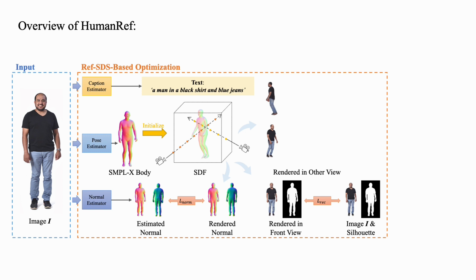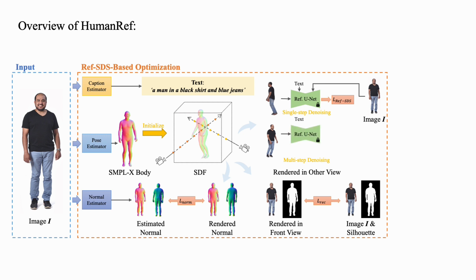Most importantly, for regions invisible to the input, we propose a Ref-SDS method to distill realistic textures consistent with the input image from a pre-trained diffusion model. To further enhance the texture details, we implement a multi-step denoising process based on our region-aware reference-guided U-net, and calculate a perceptual loss between the rendered and enhanced images.